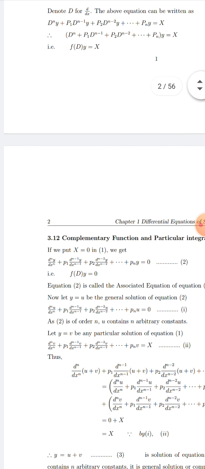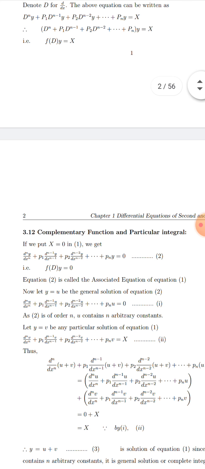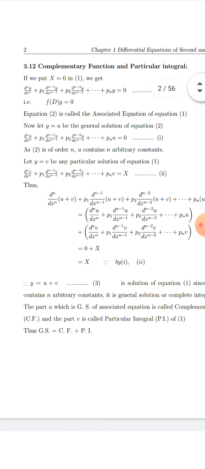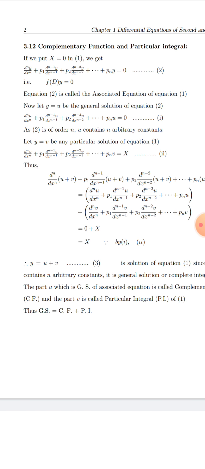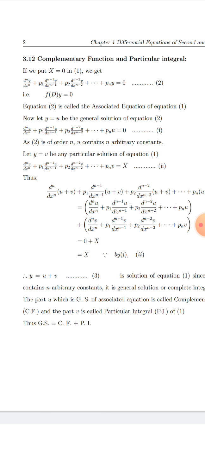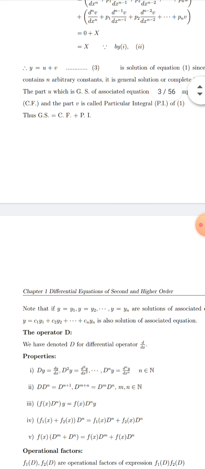If we put capital X is equal to 0, then we get f of D into y is equal to 0. So first we have to find out the complementary function by taking f of D is equal to 0 and find out the roots in D, and next we have to find out the particular integral, and general solution is nothing but complementary function plus particular integral.